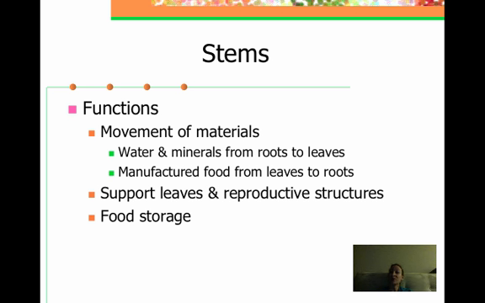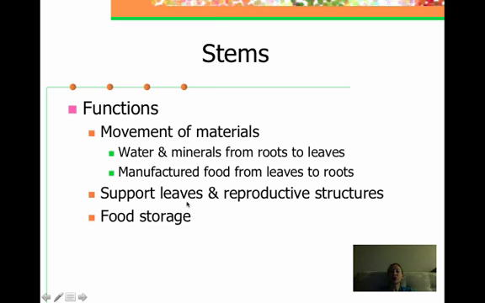Your leaves make the food through photosynthesis, so the food has to be moved to the other parts of the plant like the flowers and the stem and the roots, and the stem is sort of like a highway that moves foods and goods from one town to another.